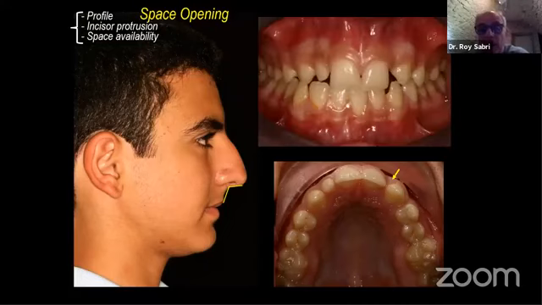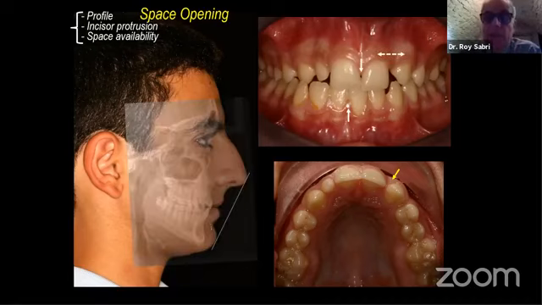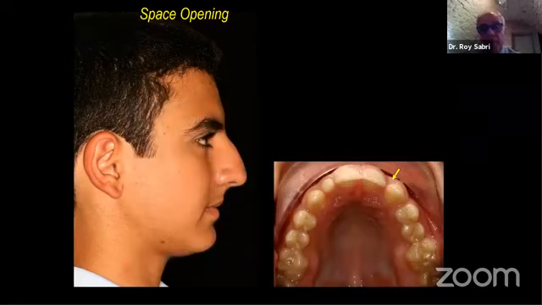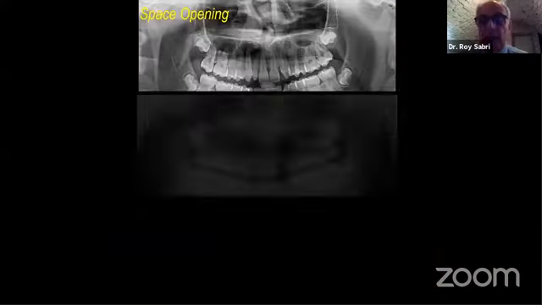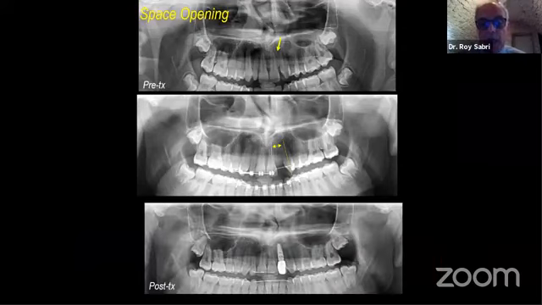Nasolabial angle, open, midline shift. So I'm going to open the space, discuss it with the dentist. He has uprighted incisor. We're talking about incisor protrusion. And I'm going to open the space, and the dentist is going to build up the lateral on the other side. Of course, good root parallelism, implant in place.